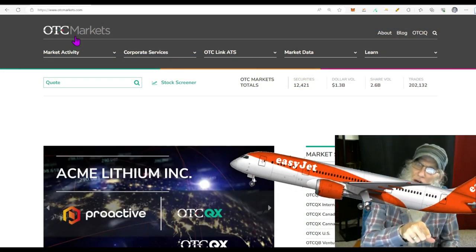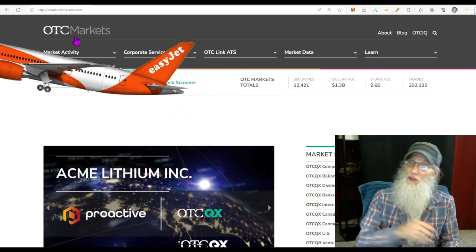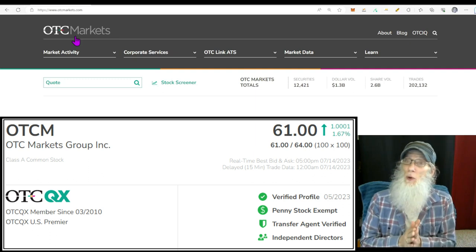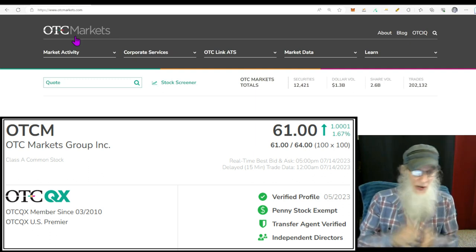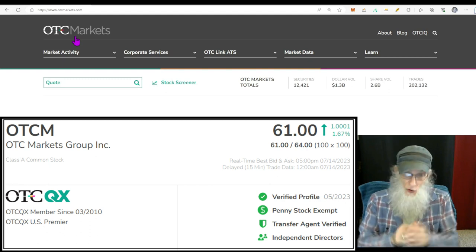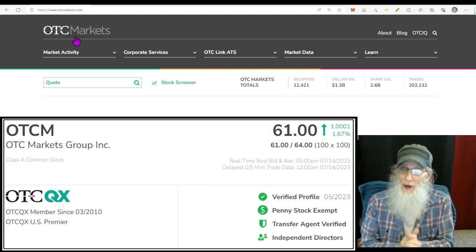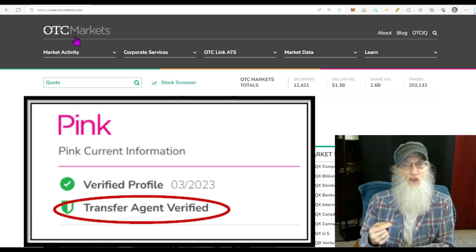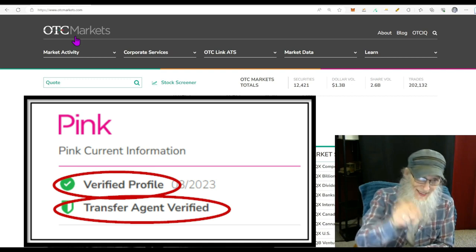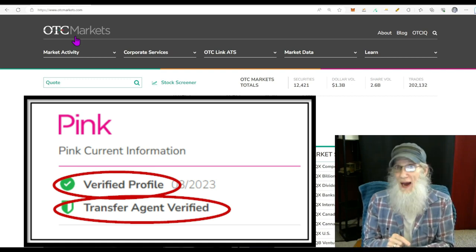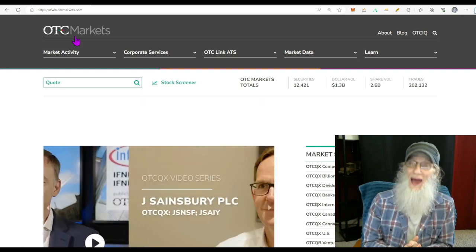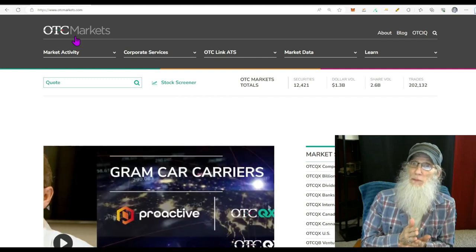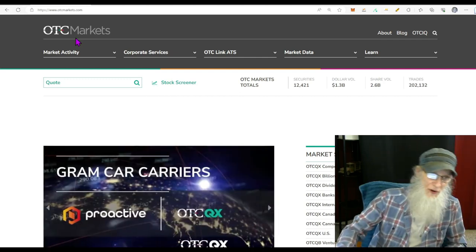Now, OTCmarkets.com is an actual business listed on the OTC markets. I think it's OTCM. I can't remember. They can be invested in if you like them, and that's their business right there, housing all of this information. They have a liability invested here. When we talk about those green ticks, the verified transfer agent, the verified profile, it's this company that's doing the validating behind the scenes. So they do a lot of work and they bring us a lot of information. And that's where I get my news and my filings for the OTC market.